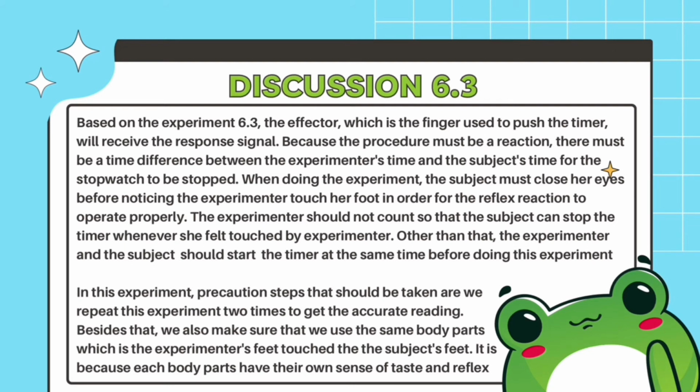In this experiment, the precaution steps that should be taken are that we repeat this experiment 2 times to get an accurate reading. Besides that, we also make sure that we use the same body part, which is the experimenter's feet touching the subject's feet. It is because each body part has its own sense of pace and reflex.